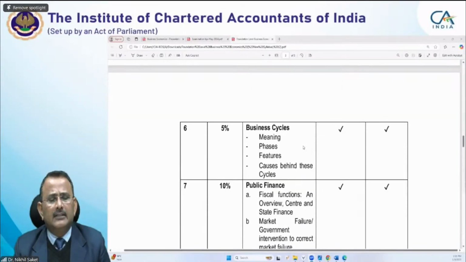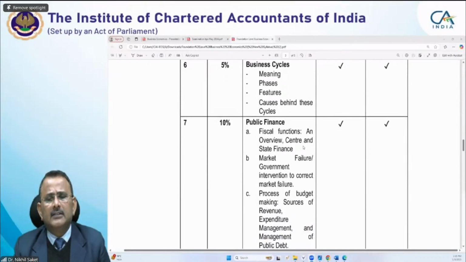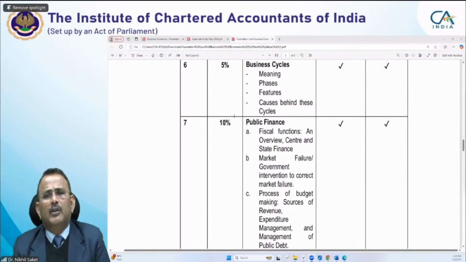Next important unit is public finance, which again has a weightage of 10%, and consists of fiscal functions or view of central and state finances, market failure, intervention to correct market failure, process of budget making, revenue expenditure management, and management of public debt. Here a lot of questions are asked, and particularly in the new syllabus there is a unit on the budget making process. So it is an interesting chapter because public finance is one of the areas in macroeconomics that affects the economy at large.